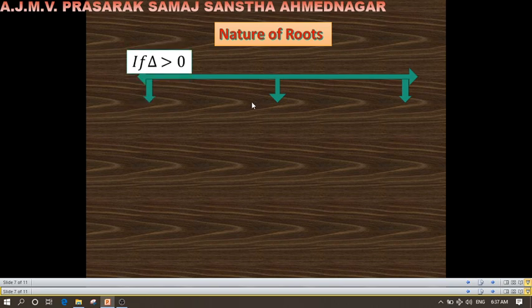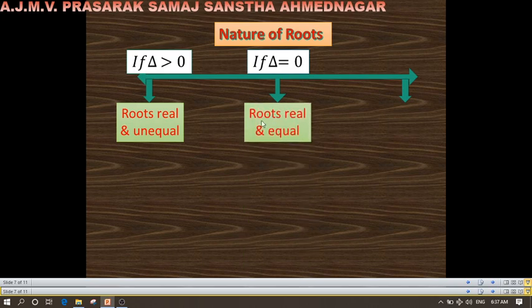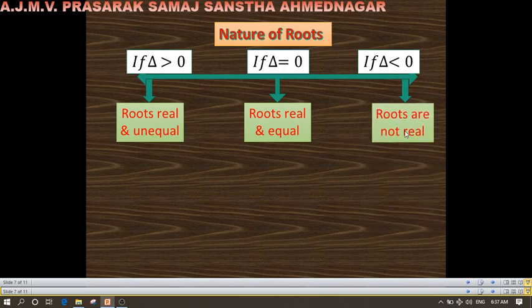Here, if delta is greater than 0, then the roots are real and unequal. If delta is equal to 0, then the roots of the given quadratic equation are real and equal. And if delta is less than 0, then the roots are not real.